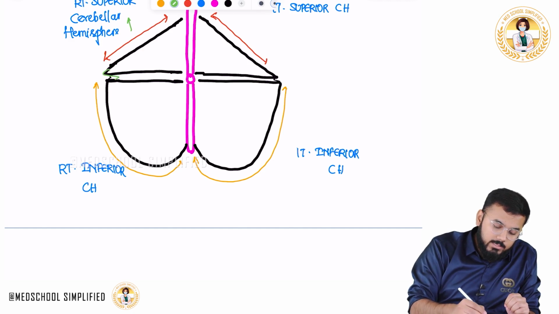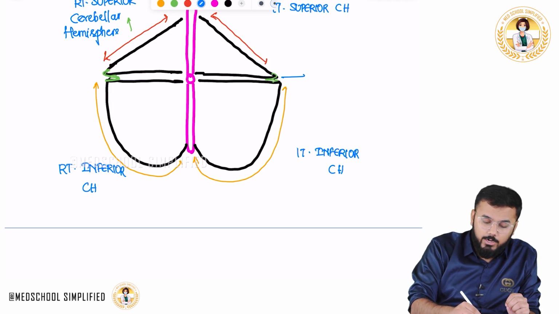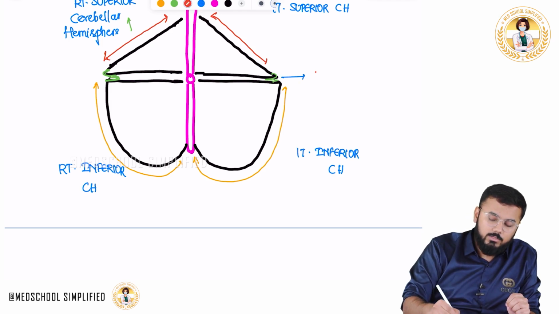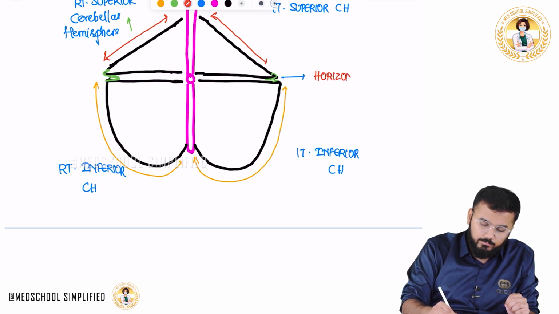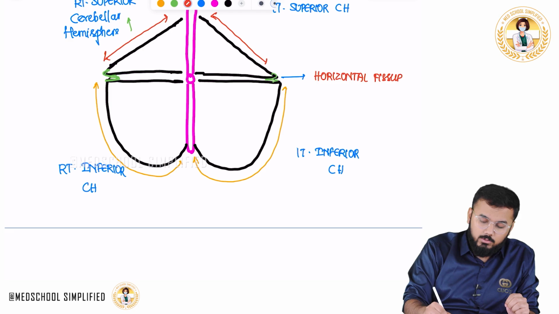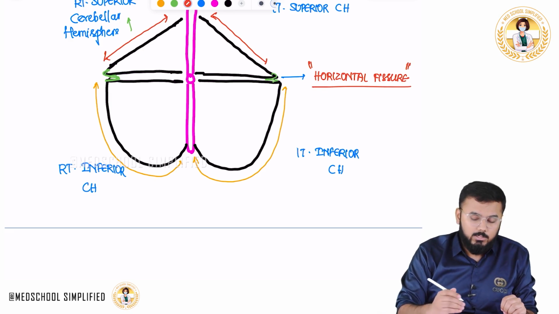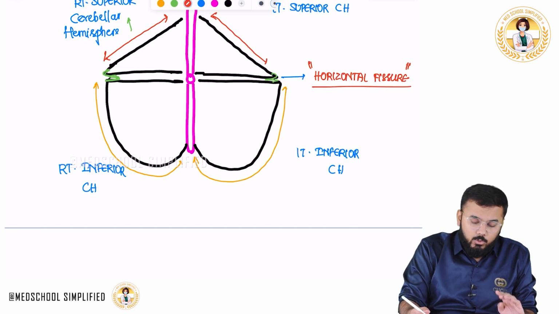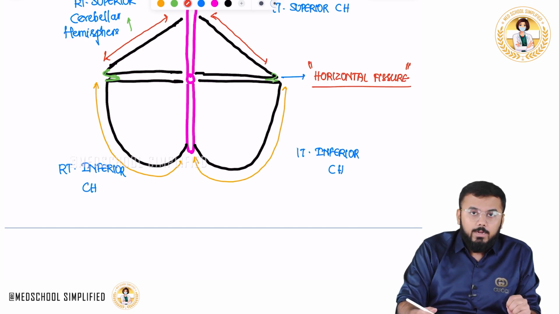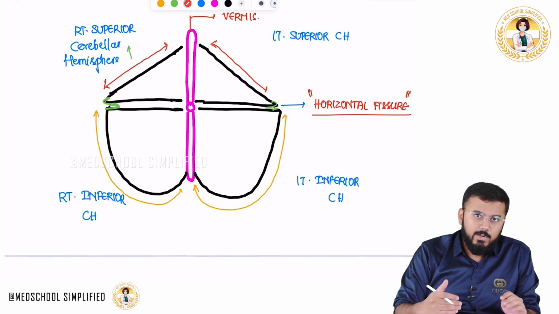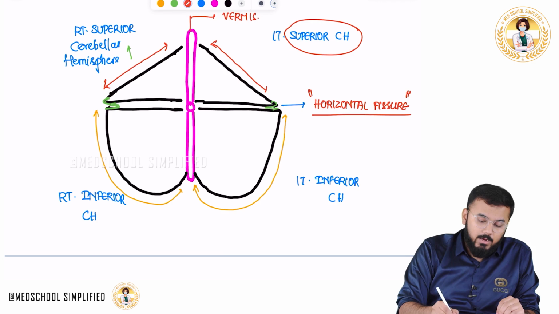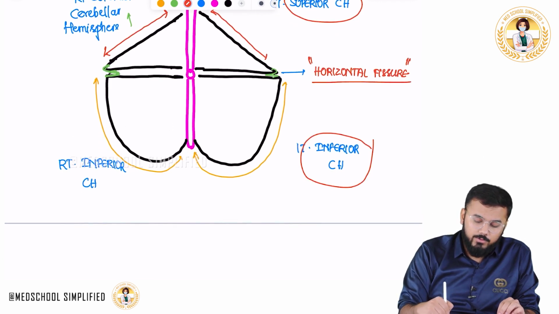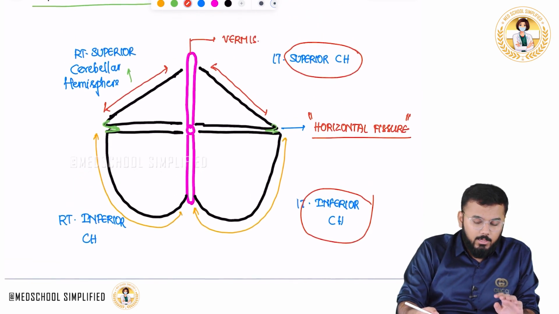Now you see this, there is a small depression here, right? What is this depression called? I have already talked about this. This is what is called your horizontal fissure. So we have these two important things: the right superior cerebellar hemisphere and inferior cerebellar hemisphere, and this is called a horizontal fissure. Can I say that the horizontal fissure is the one which divides the cerebellum into an upper half and a lower half? The upper half is called the superior cerebellar hemisphere and the lower half is called the inferior cerebellar hemisphere, right?